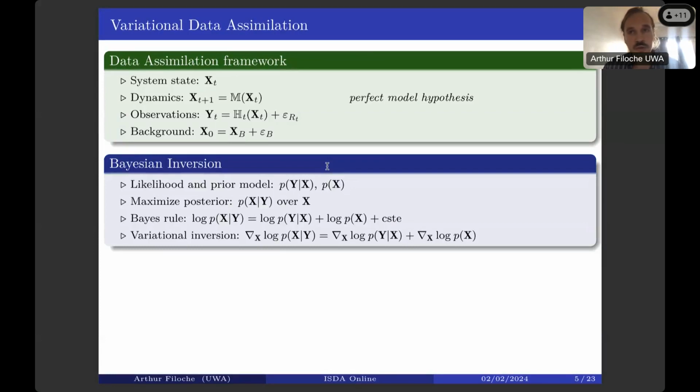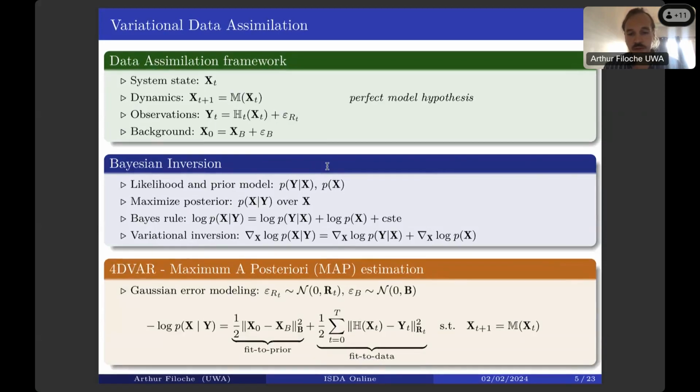And to do so, you can use a Bayesian modeling framework, and so give a likelihood model and a prior model. And if those models are differentiable, you can look for an estimator by gradient descent, for instance, the maximum a posteriori. If you choose to model those errors as Gaussian, you end up with the classical least squares loss function, with the particularity that it is constrained by the dynamical model. And 4D-Var is the algorithm minimizing this loss function.